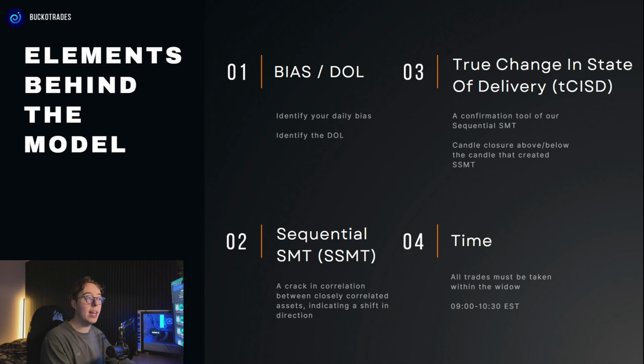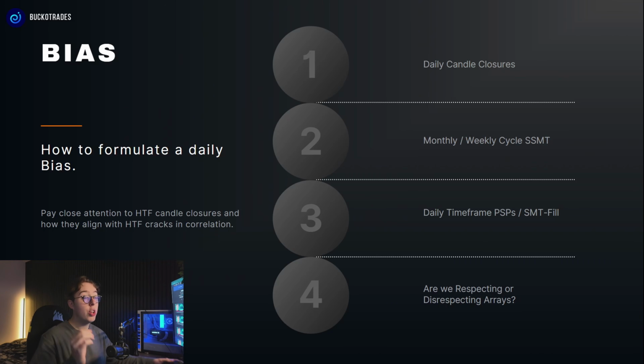Now we've got our checklist. Let's go ahead and break down each individual part of the checklist one by one, so you guys know exactly what you are looking for, okay? So step number 1 is bias, right? The way that I find bias is very simple. There are 4 simple tricks that I use, and you don't need to use all 4. This is just more or less if you want to be super advanced.